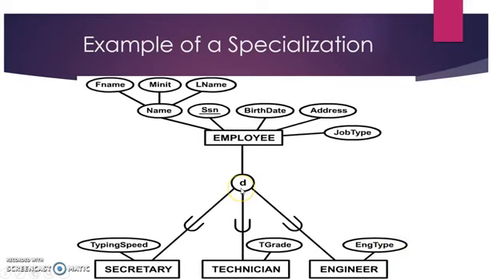Here, this D means that this is a disjoint set. No specific entity in secretary can be a member of technician. This is the same with all the 3 subclasses.